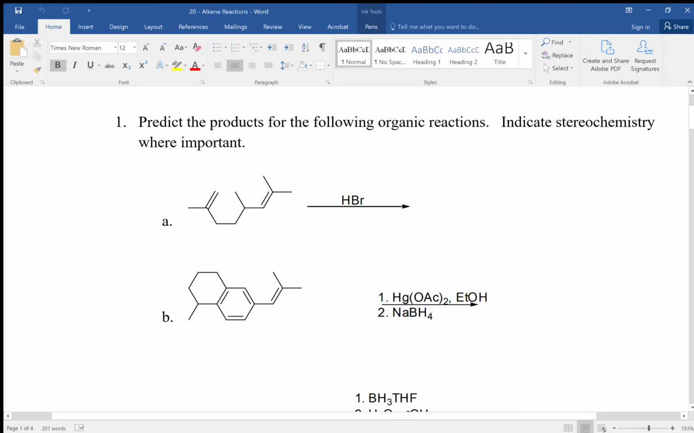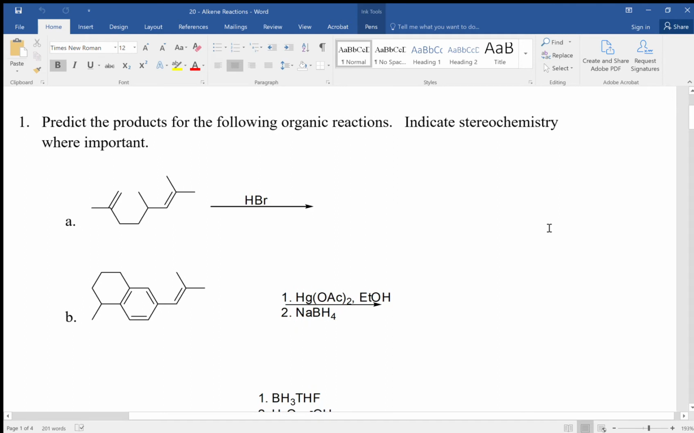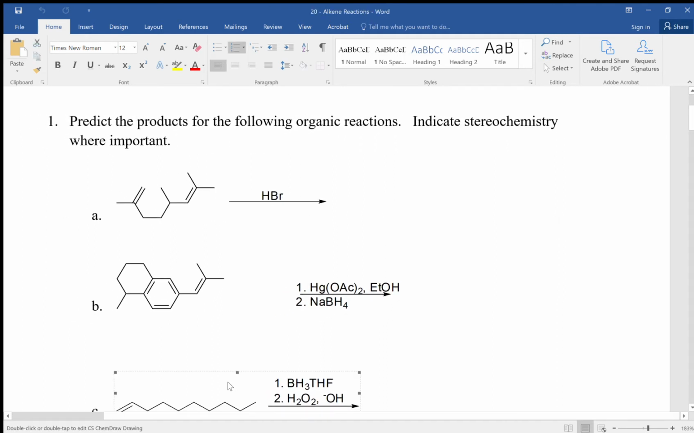Alright, so let's go over these. As you can see, the first part of this is, here's a bunch of reactions, predict the products of them. And these are very much like questions you'll see on an exam. Every exam going forward is going to have a page, or sometimes even more than that, of questions just like this. Here's a bunch of reactions, tell me what the product is.